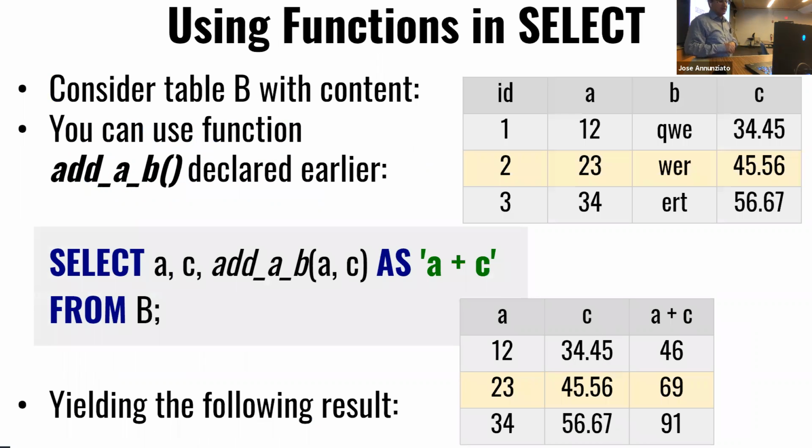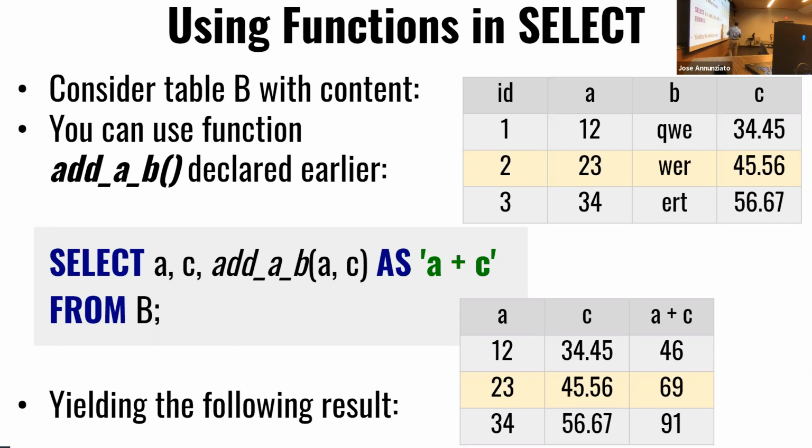Here's another one, where I can use add A comma B in a larger table. Say we have this table over here, with columns A, B, and C with values 1, 2, some characters here and some floats. If I do a select star from B, this is what I would get, that table there.